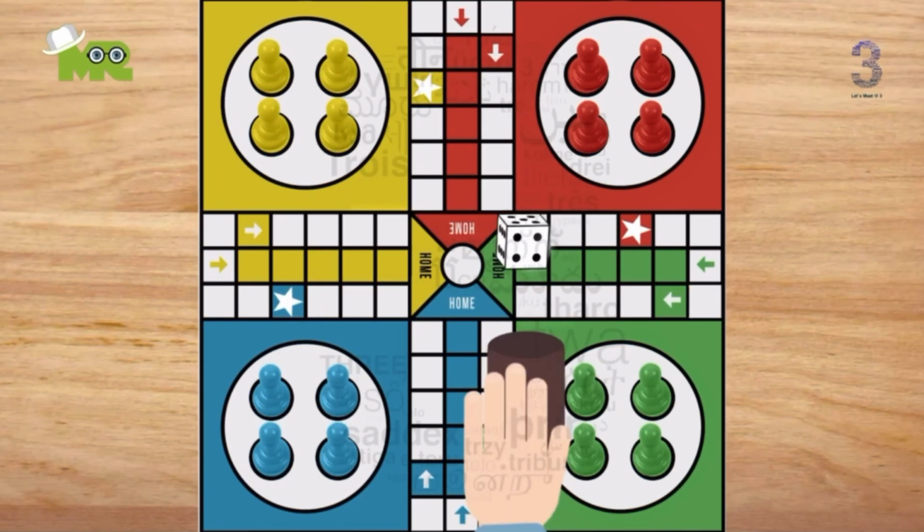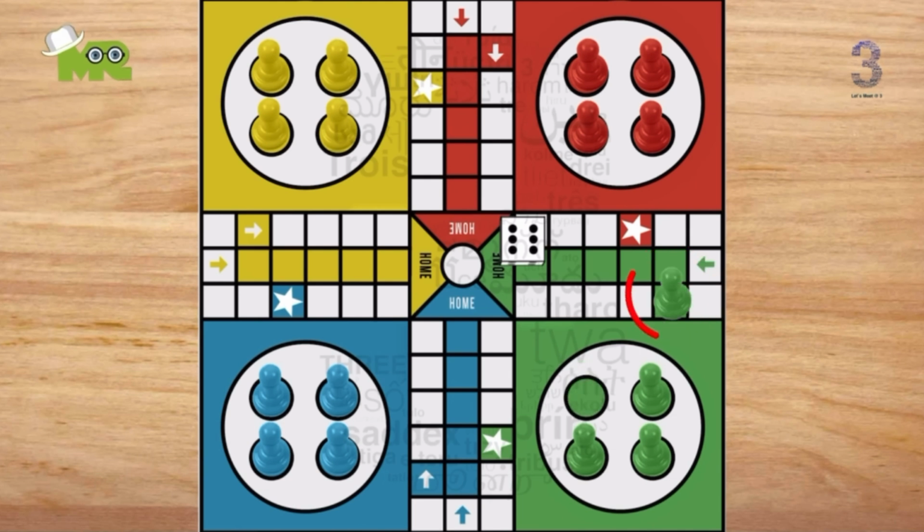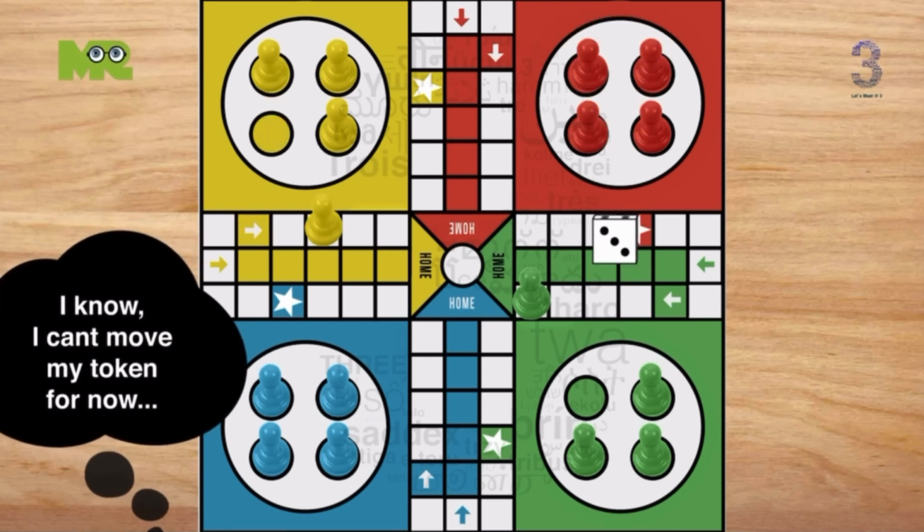To begin, a player must roll a 6 to move a token out of the base and onto the starting square. That token is then in play. If the player does not roll a 6, the turn passes to the next player. The player cannot make any moves until at least one token is in play.